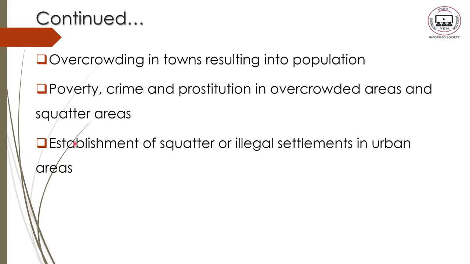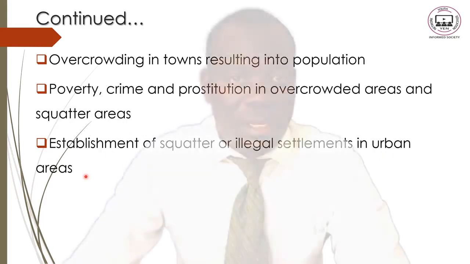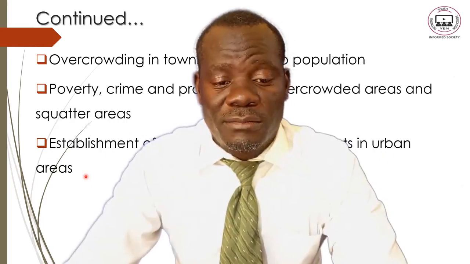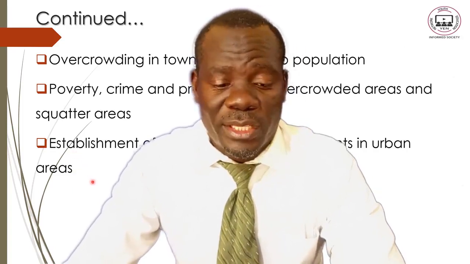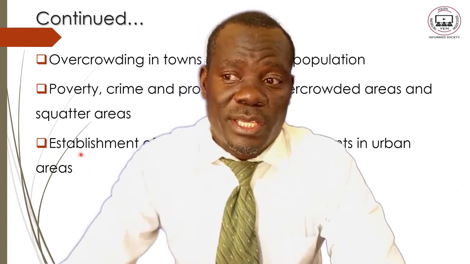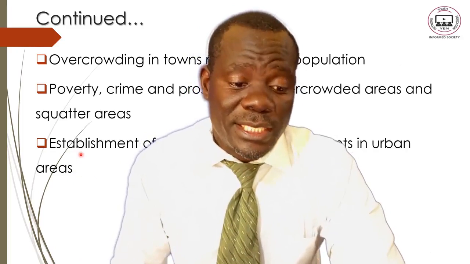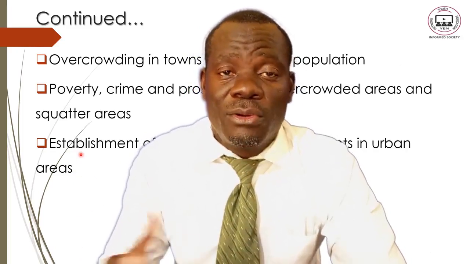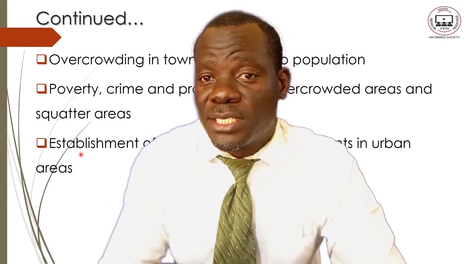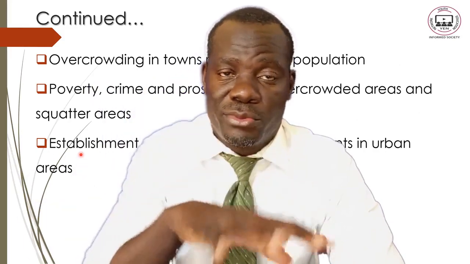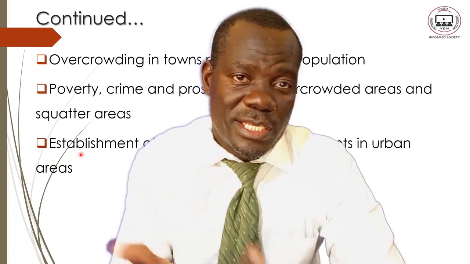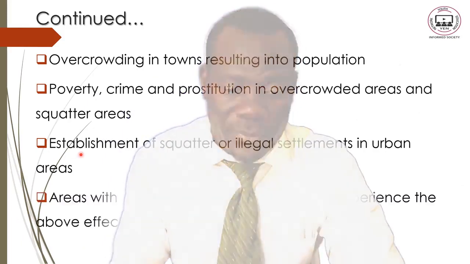Another problem is establishment of squatter or illegal settlements in urban areas. Another problem of population growth is this one. You'll find that there is illegal settlement. People just decide to say, I'm going to build my house here, but the government is planning to build a hospital there. As a result, it's a problem.